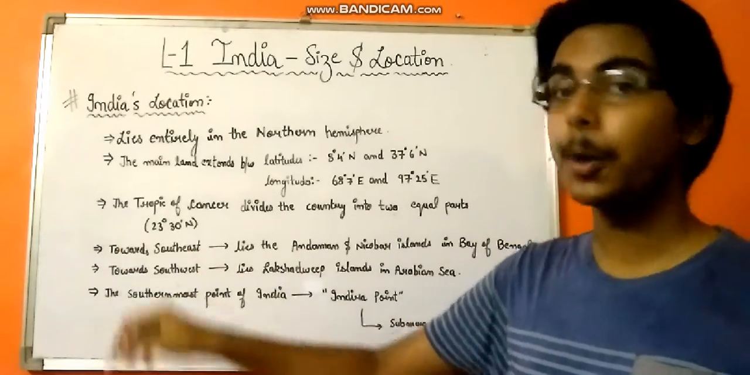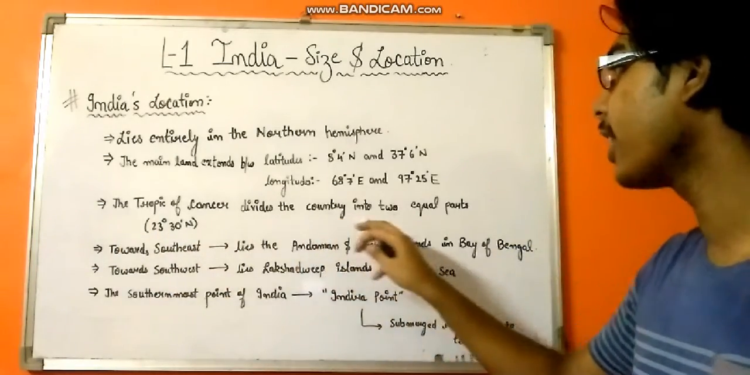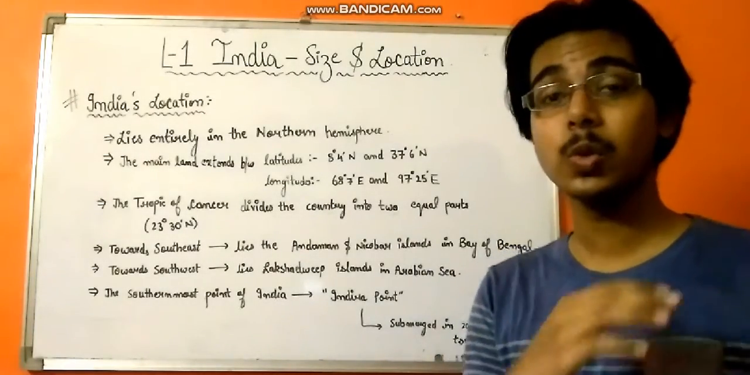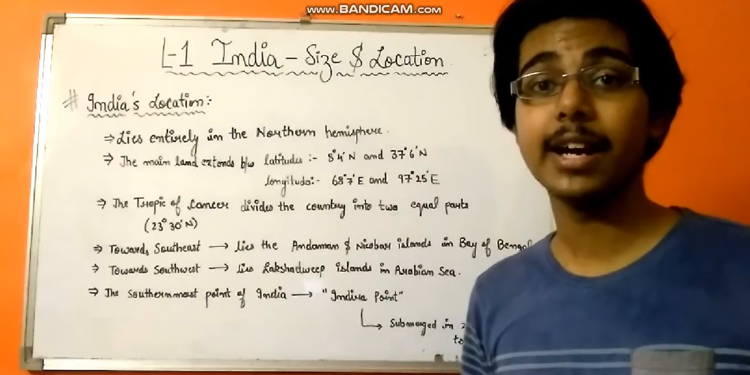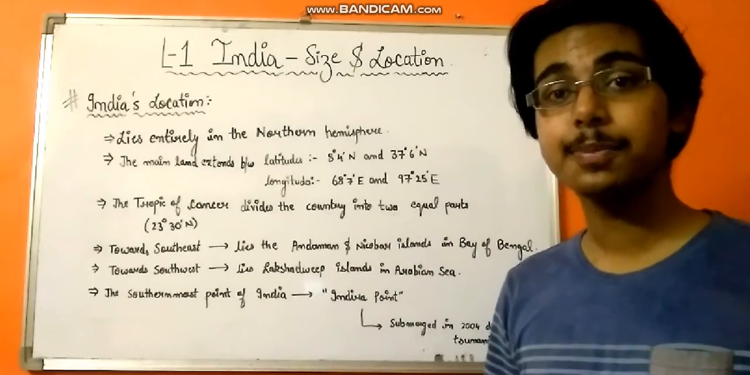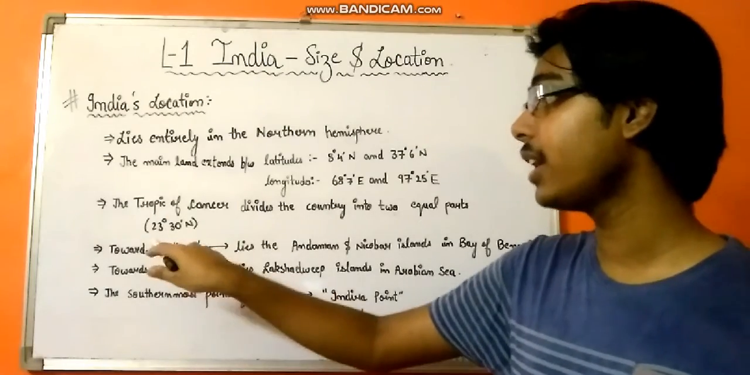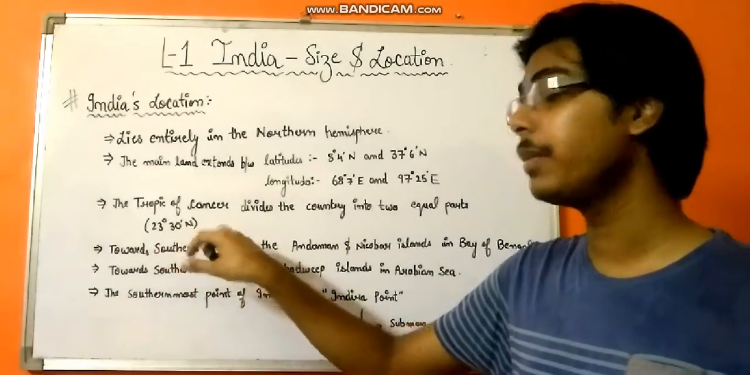Now let us look at the third point. The Tropic of Cancer divides the country into 2 equal halves. So this Tropic of Cancer passes through our country, India, in such a manner that it splits the country into two equal parts. The coordinates of the Tropic of Cancer are 23 degree 30 minutes north.